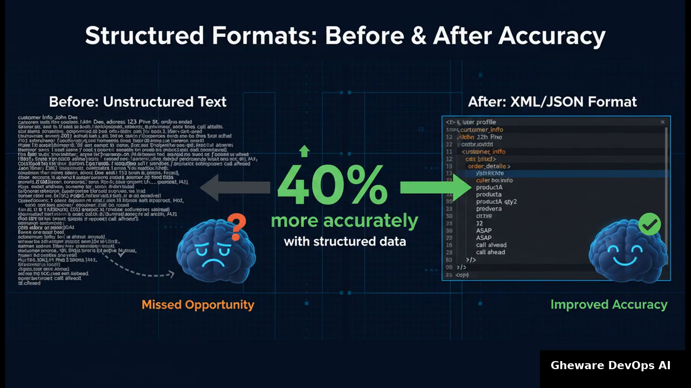See, LLMs were trained on the internet, on highly structured data, so they are amazing at parsing formats like XML or JSON. By wrapping your context in clear, descriptive tags like user profile or relevant docs, you're basically giving the model a perfect roadmap. The result? A 40% higher accuracy in using that information correctly.